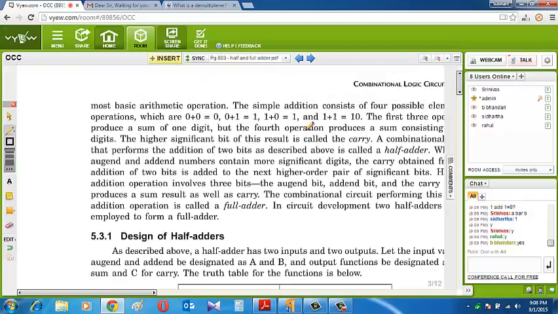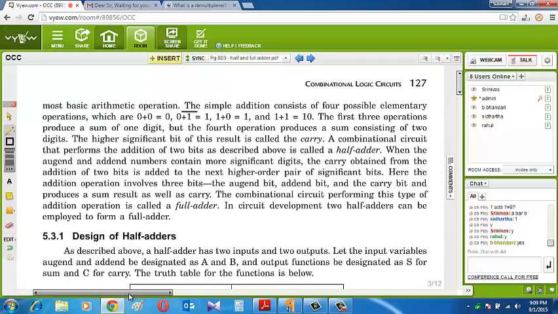Now we go for the two basic circuits, half adder and full adder. The simple addition consists of four possible elementary operations. If we add 0 plus 0, it will return 0. 0 plus 1 returns 1. 1 plus 0 returns 1. 1 plus 1 returns 1, 0, which means 0 is your answer and 1 is carry.